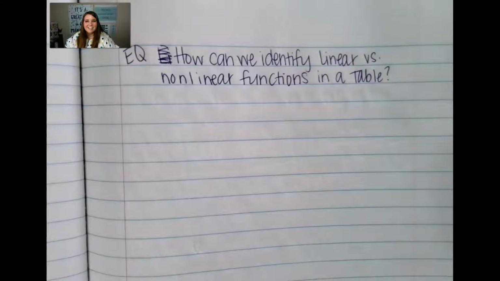Everyone. So today we're going to talk about this idea around linear versus non-linear functions and how to identify when one is non-linear or linear within a data table. And so we have been talking about linear functions, and we know that linear functions have a slope that is constant. So their slope doesn't change.